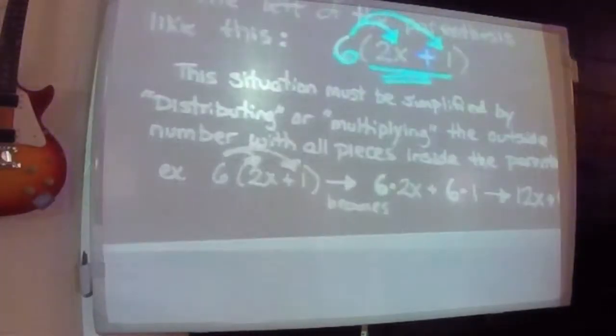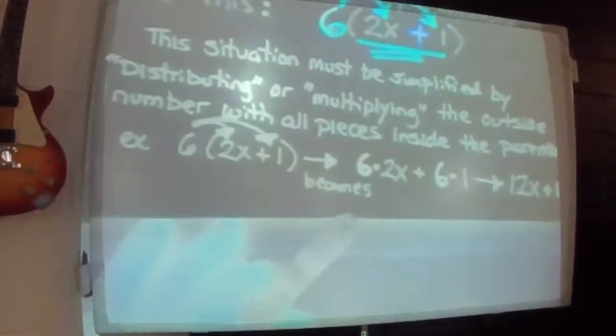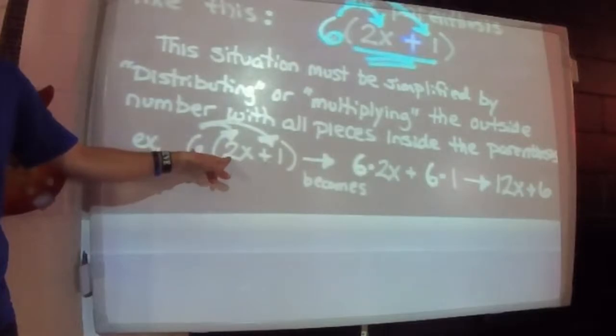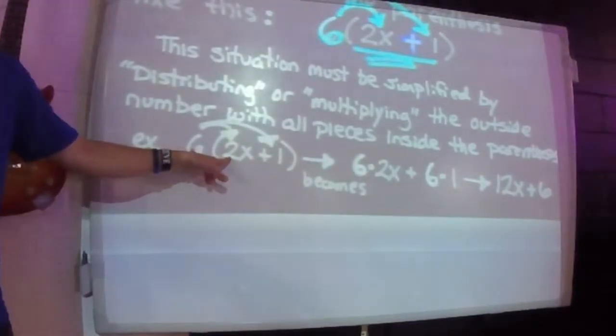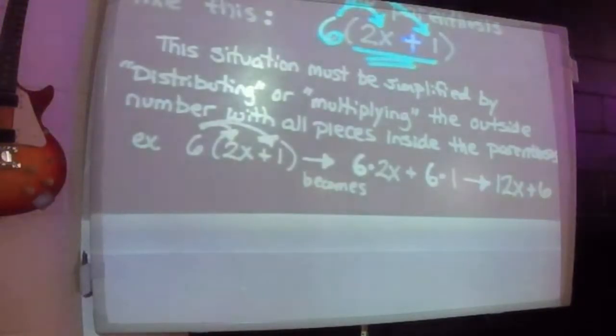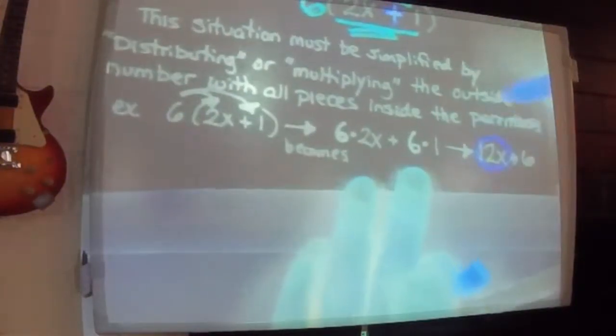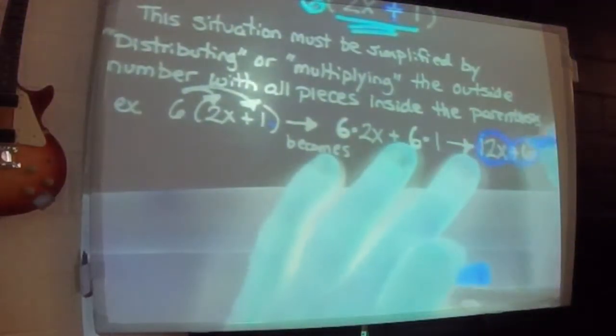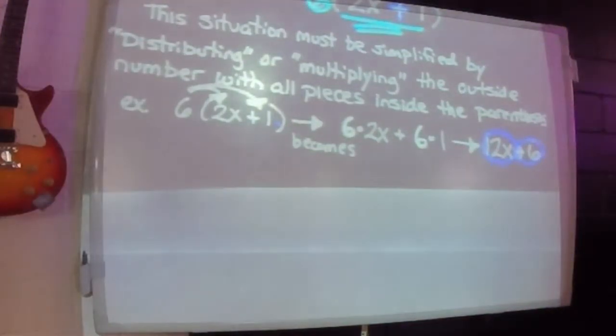So when we say 6 times 2x, 6 times 2 is what? 6 times 2 is 12. Since one of them is an x piece, now it's 12x. And then we go 6 times 1, and what's 6 times 1? 6. And we get 6.